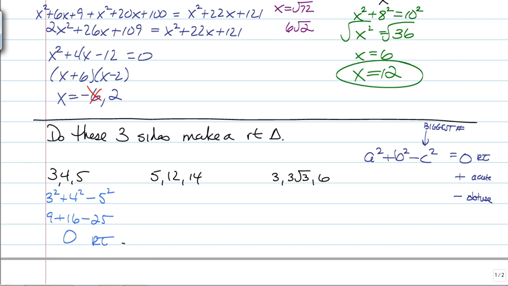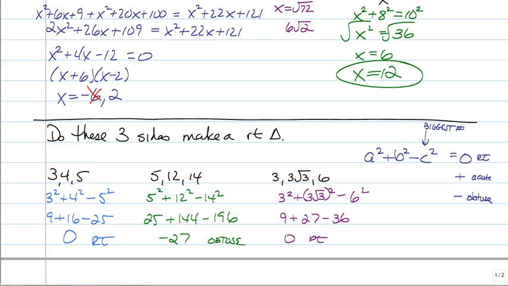Okay? So why don't you pause the video and try to do the next two. So the second one is not a right triangle. It's actually an obtuse triangle, because if you do a squared plus b squared minus c squared, you end up with a negative 27. Since it's a negative number, it's an obtuse triangle. This one, 3 squared is 9, 3 root 3 squared is 27, and 6 squared is 36. So 9 plus 27 minus 36 is going to give us 0 again. So yes, that is a right triangle.